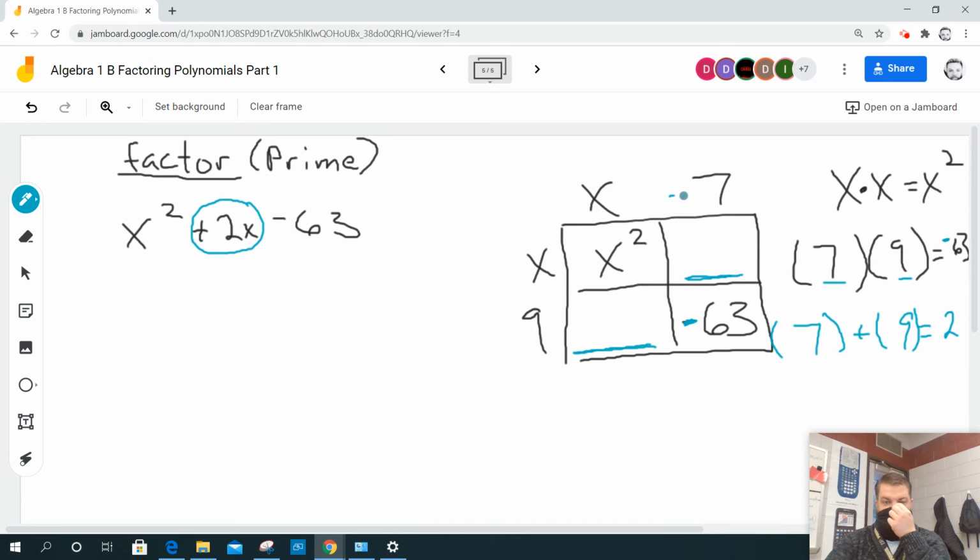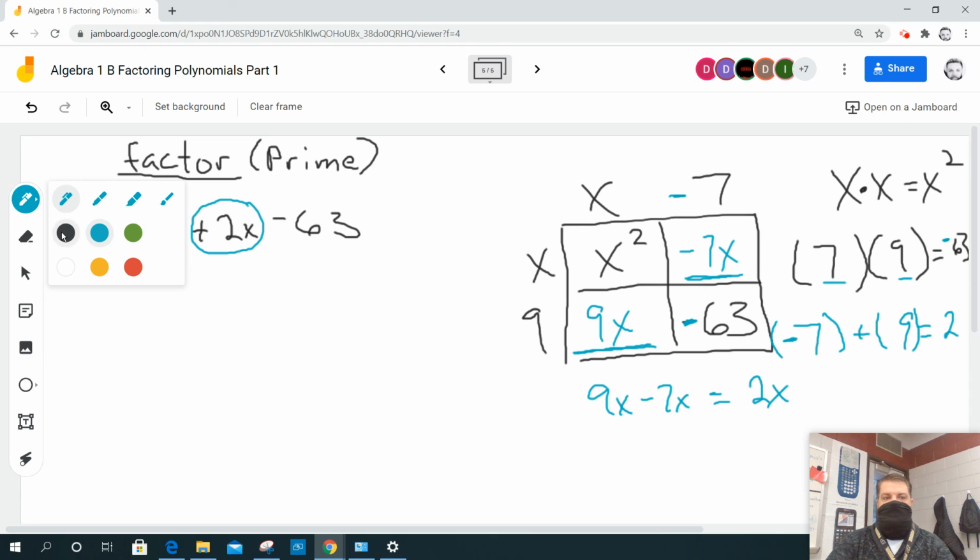Well, if I make the 7 negative, negative 7 plus positive 9 is definitely positive 2. Negative 7 times 9 is negative 63. So let's multiply it out and see. Negative 7 times x is just negative 7x. Positive 9 times x is just a positive 9x. 9x minus 7x equals 2x, positive 2x.